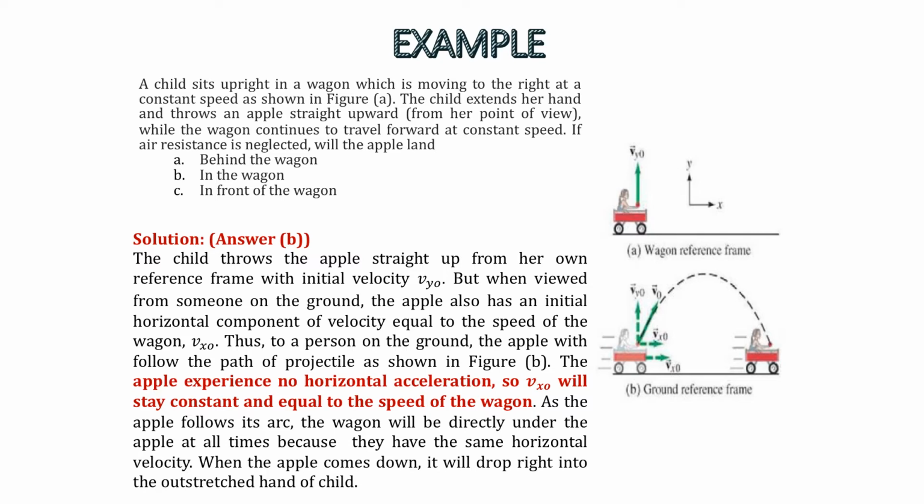Definitely it's going to be in the wagon. Why? Because once the apple is thrown upward, the velocity at each point here will be equal to the velocity here. Like I mentioned before, your vx is always constant. For example, if the child moves with 20 meters per second, the apple also moves with 20 meters per second, so basically it's going in the same position. That's why the apple will land in the wagon instead of in front of or behind the wagon, because the velocity in x is always constant and equal to the speed of the wagon.